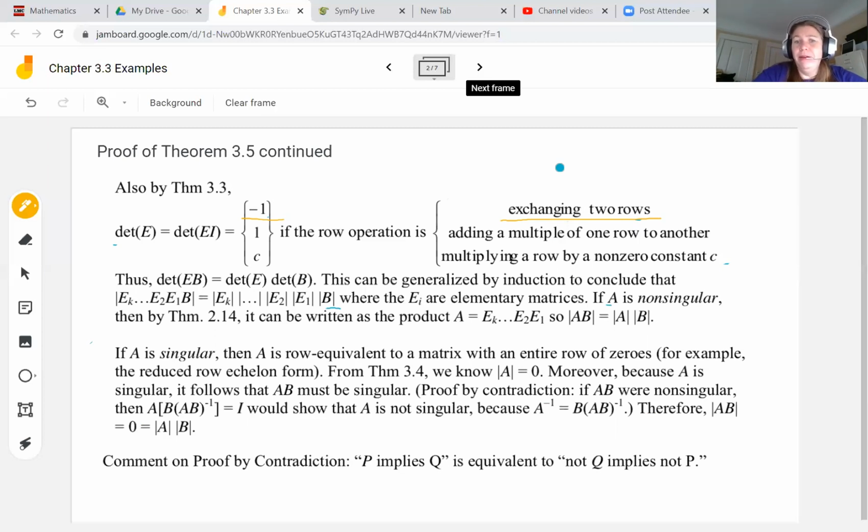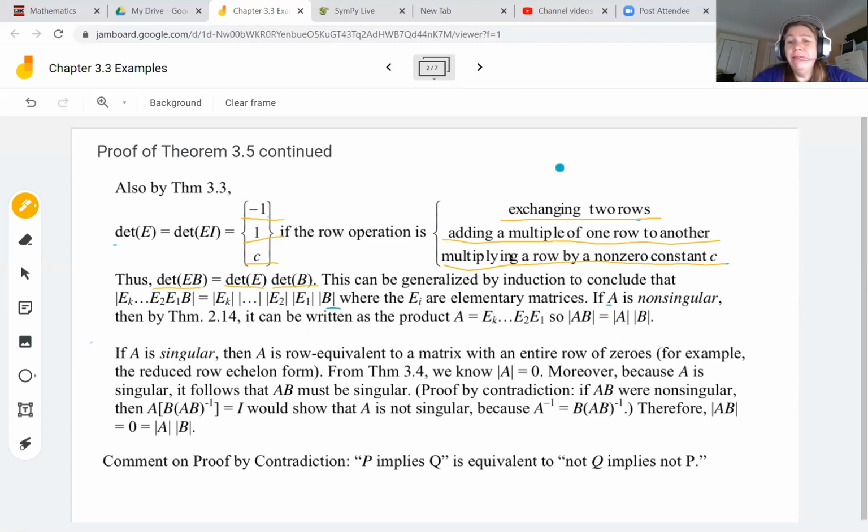The second possibility is that we're adding a multiple of one row to another, so we know that doesn't change the determinant. So the determinant of EI would be 1 in that case. And the third possibility is that we could multiply a row by a non-zero constant c with this elementary matrix E. And so then our determinant would be c times the determinant of I. The determinant of I is 1, so that's just c times 1, or c. So we've shown the determinant of EB is just equal to the determinant of E times the determinant of B.